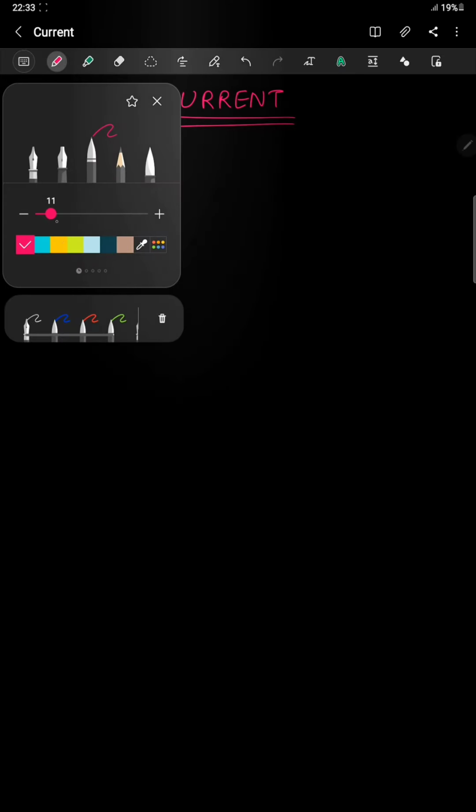Today we will start a new chapter, that is current and electricity. So to start with, the first topic will be current. From the very beginning, from class 10th onwards, we know that whenever a charge flows, it gives rise to current. So with that definition only, we will start our today's class.